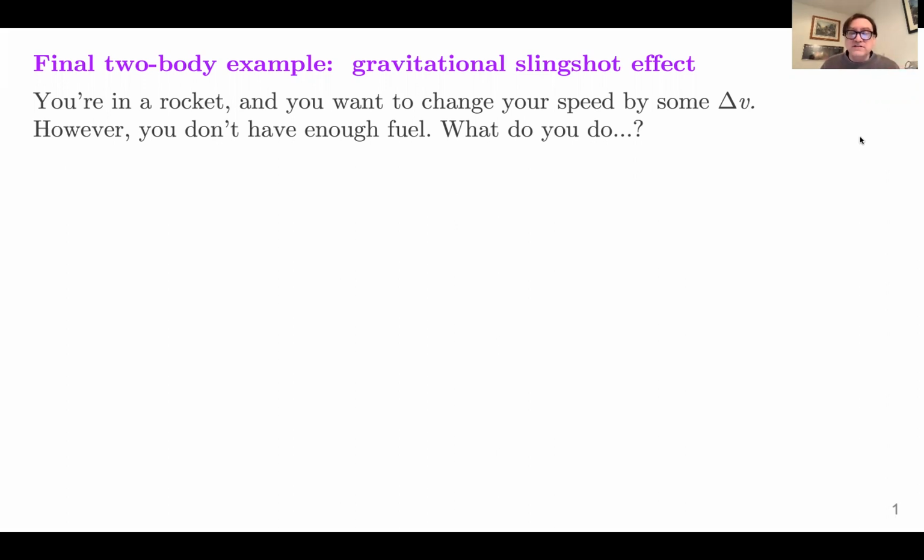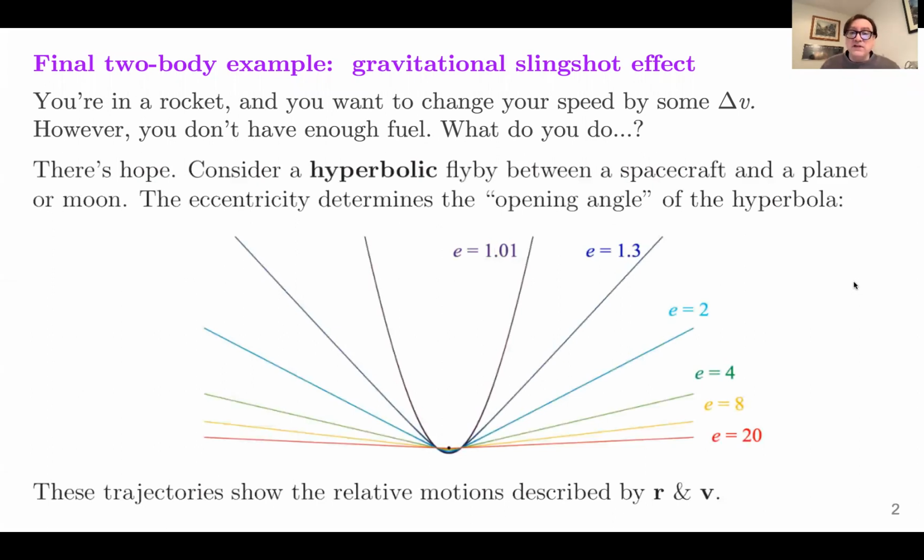Earlier we talked about changing your speed in a rocket by some delta V of velocity by burning your rocket engines. But there is another way to do it if you don't have enough fuel. This will involve orienting yourself into a hyperbolic type orbit, a hyperbolic flyby between the spacecraft and some massive object. I just wanted to refamiliarize you with the different shapes of these hyperbolas, right? There are the small angle deflections, and then there are much larger angle deflections, and those angles are inversely correlated with the eccentricity of the hyperbola.